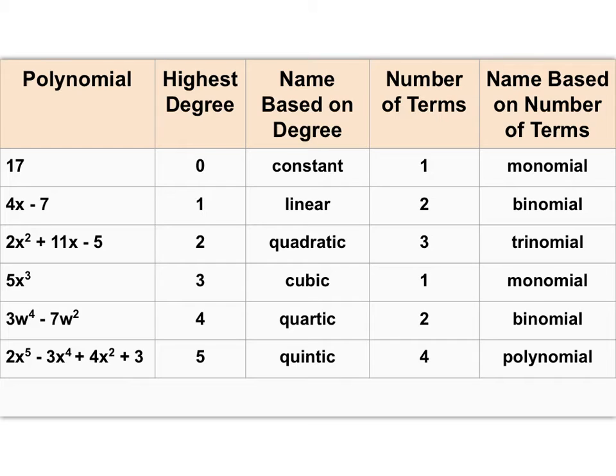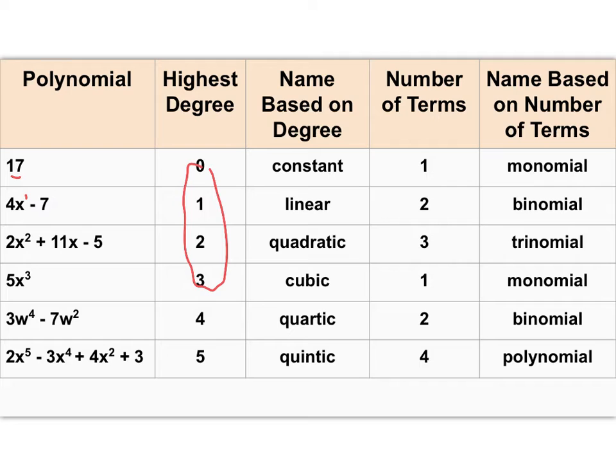Let's talk about some polynomials. When you have a number by itself, it's called a constant. When you have a first degree variable, it's linear. A second degree is called quadratic. A third degree is called cubic. A fourth degree is called quartic. And a fifth degree is called quintic. A lot of math teachers probably won't use these, but we definitely use the first three.